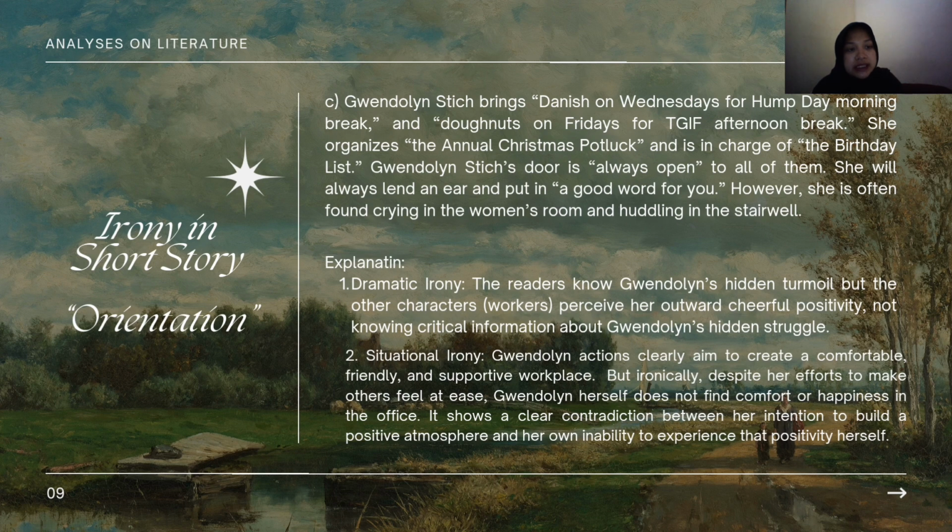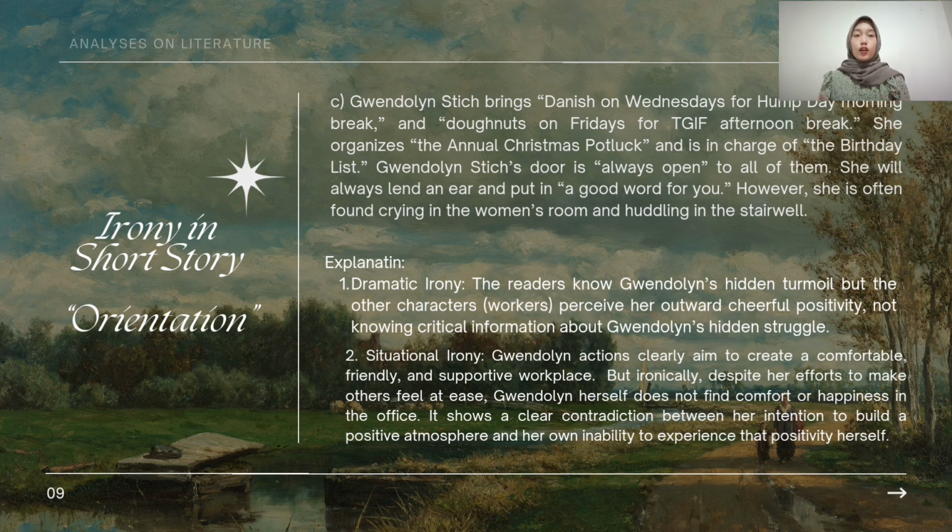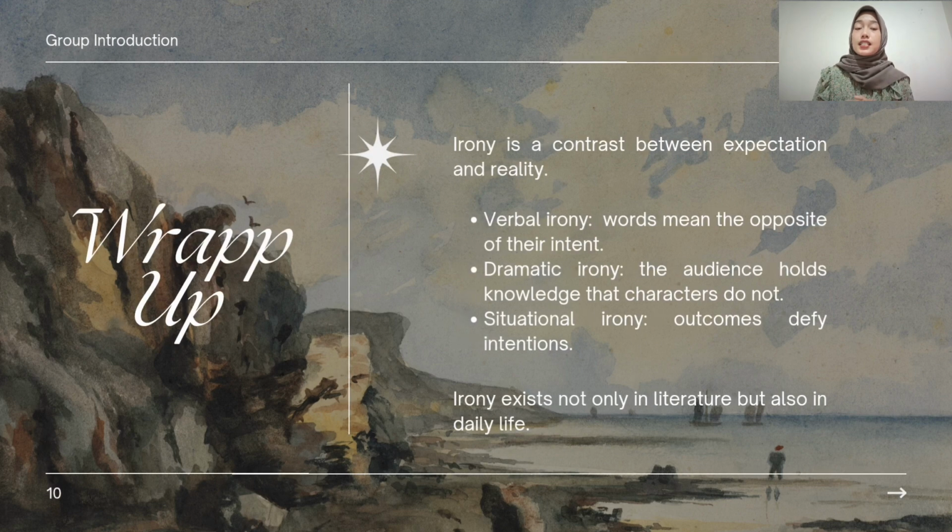The second irony is situational irony. Gwendolyn's actions clearly aim to create a comfortable, friendly, and supportive workplace. But ironically, despite her efforts to make others feel at ease, Gwendolyn herself does not find comfort or happiness in the office. It shows a clear contradiction between her intention to build a positive atmosphere and her own inability to experience that positivity herself.